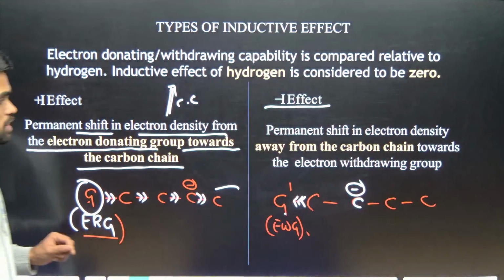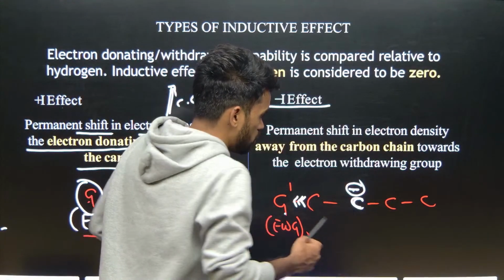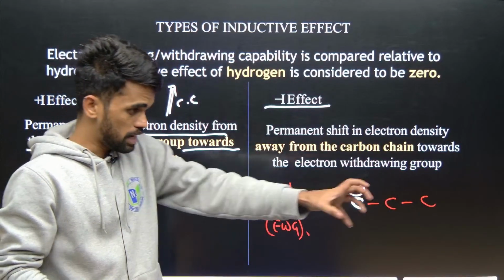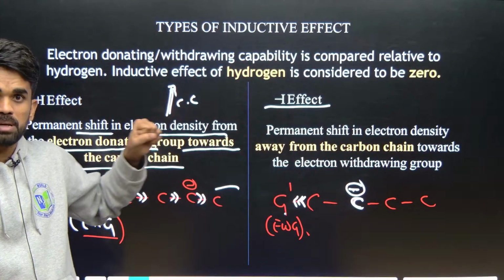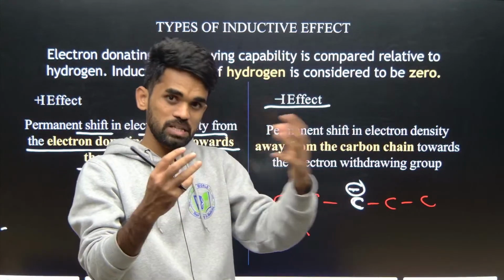See, carbon with a negative charge means the electron density on the carbon is more. On the carbon chain we have more electron density. So now we require a group that will withdraw electrons from that carbon chain. Therefore, the carbanion will be stabilized. It is something like the reverse of carbocation.